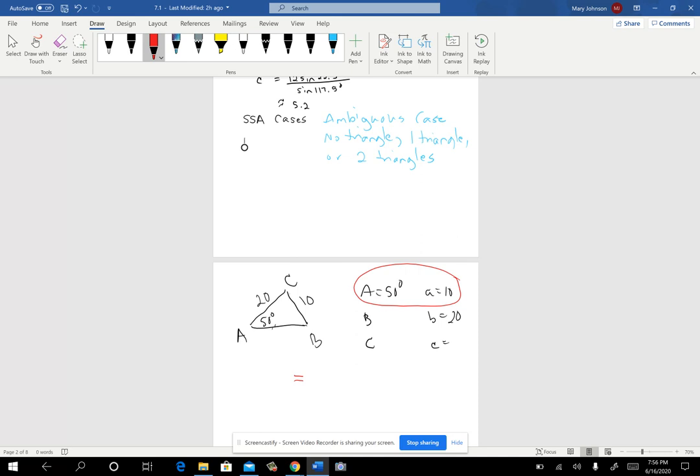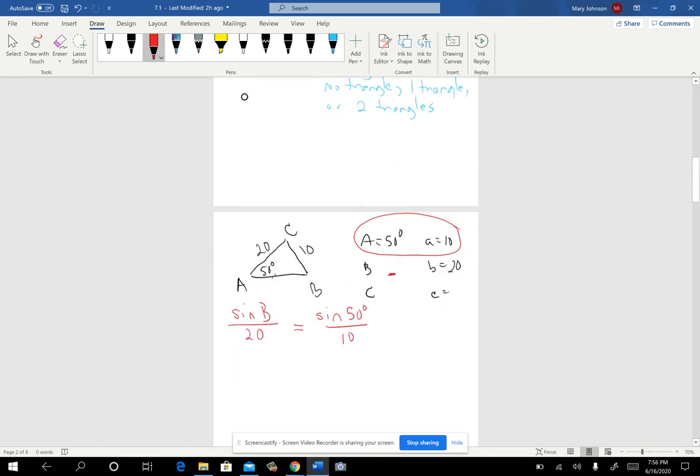Now, something that's different here is that what I'm looking for is an angle this time. So I'm going to set up a proportion using the A and the B's. And what I need is the angle. So this might be a good time to flip over the law of sines and put the angles on top. So I'm going to do sine B over little b equals sine of A, which I know is 50 degrees, over little a. And I like my unknown to be in the top left corner.